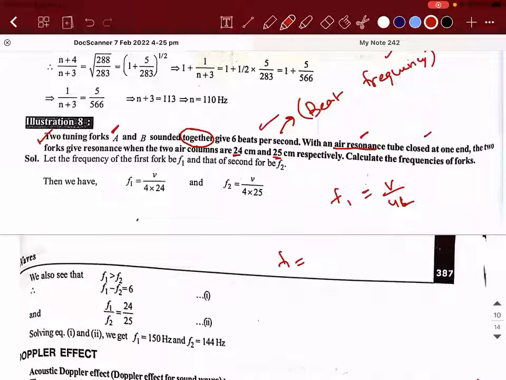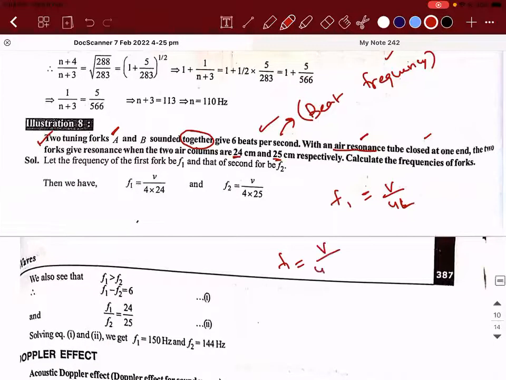Calculate the frequency of the forks. Okay. So F1 is equal to V, which is not known. So V divided by 4 into L, which is 24. So V divided by 96. Similarly, F2 is how much? V divided by 4 into 25. So it will be V divided by 100.